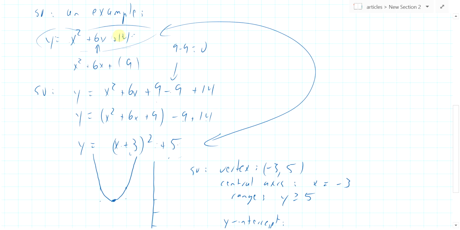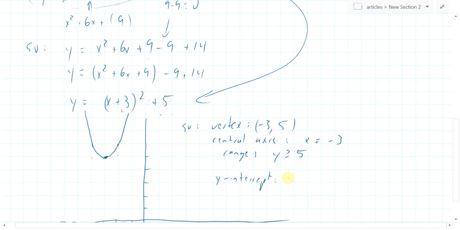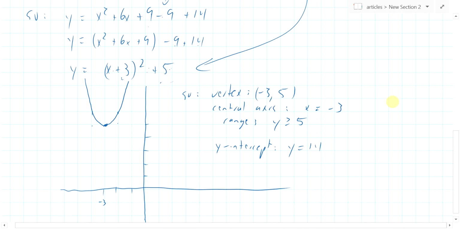Our two formulas are supposed to represent the same function, so if you plug in x equals 0 into either one, you should get out the same number. So the y-intercept is y equals 14, which is off the top of the graph somewhere. And the x-intercepts, well, there are no x-intercepts because it opens up and its vertex is above the x-axis. So there we go. We have now figured out what's going on.